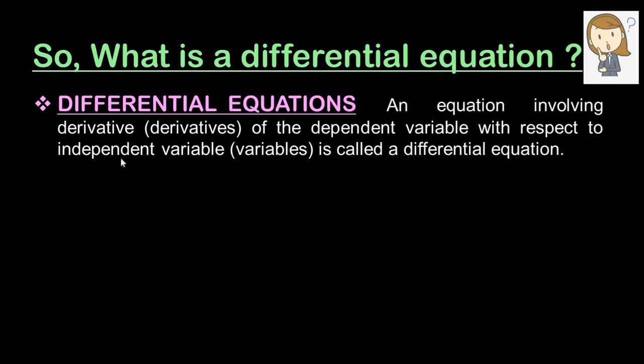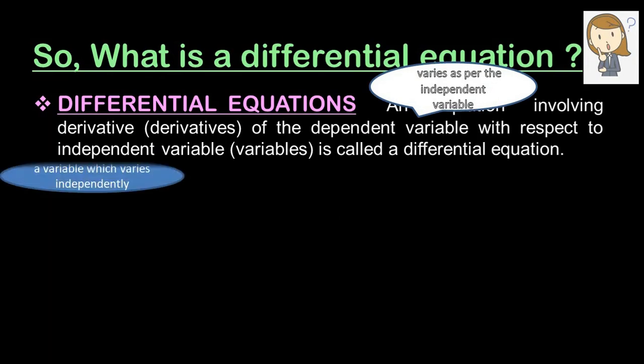Now this derivative will have a dependent variable and an independent variable with respect to which we calculate the derivative. The independent variable, as the name suggests, varies independently, and the change in the independent variable will affect the change in the dependent variable. So the dependent variable depends on the independent variable. So write dy by dx. Here x is the independent variable and y is the dependent variable.